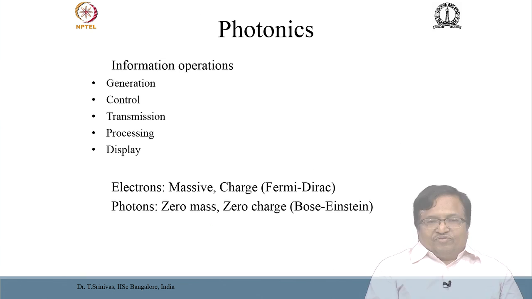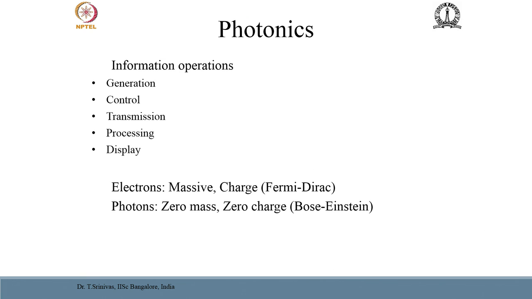I have put a few information operations that we usually do with electrons. As you know, we can generate signals, we can control the electronic signals, you can transmit from one point to the other, you can process, we do a lot of signal processing, and finally we may have to display all this information. All these operations we do with electrical signals and electronics in the conventional technology, and it is possible to do most of these functions with light. That is the subject of photonics.